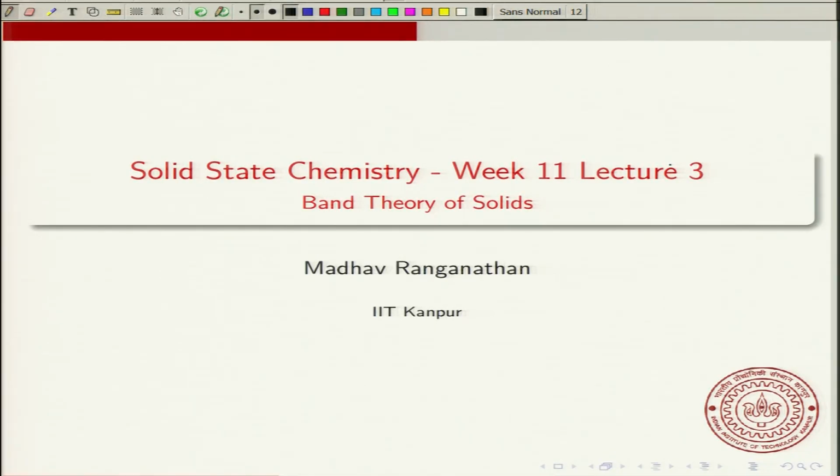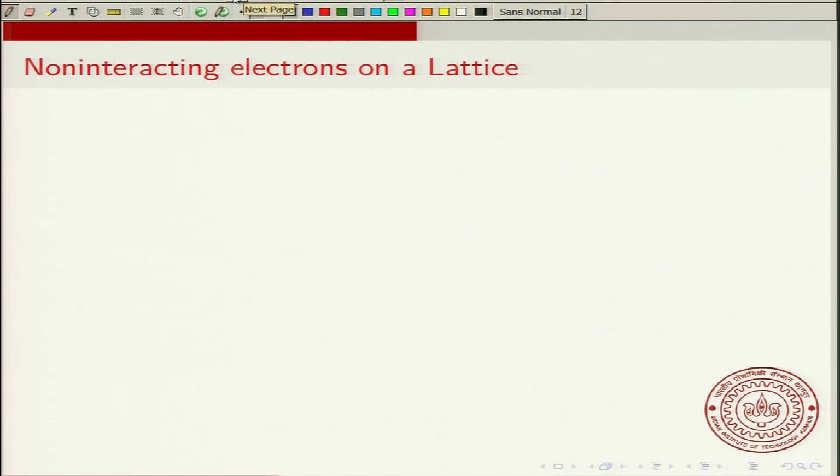We still will not be able to do it very accurately because the problem is not solvable exactly, but we will be able to see how bands appear. So, today's lecture will be on band theory of solids. Let us talk about the system of non-interacting electrons in a lattice.